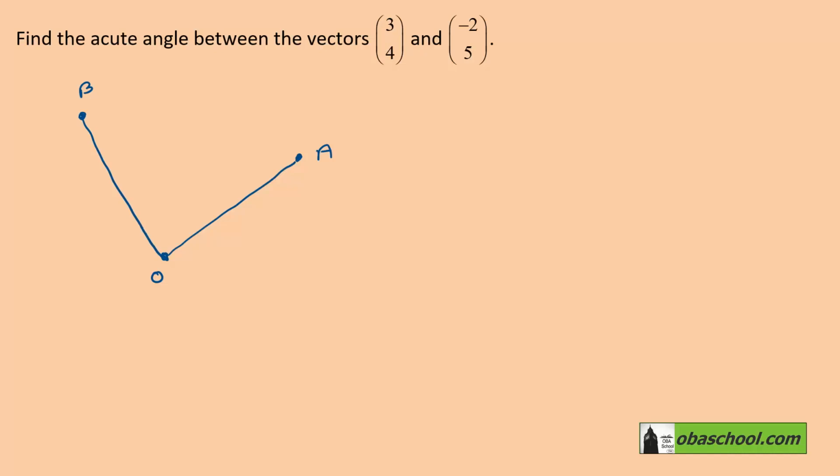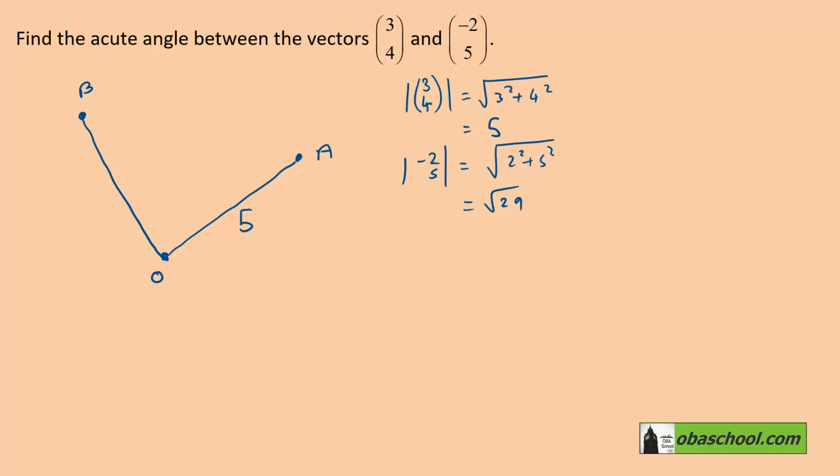So if we know this is the vector 3, 4, the magnitude of the vector 3, 4 we know is the square root of 3 squared plus 4 squared, which is 5. So this length is 5. And the magnitude of negative 2, 5 is going to be the square root of 2 squared plus 5 squared, which is the square root of 29. So this one is root 29.